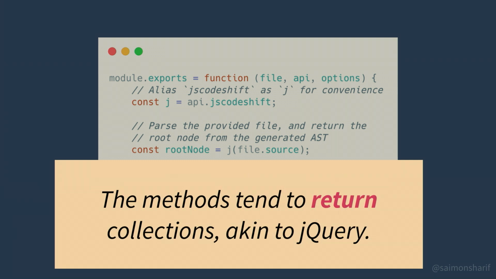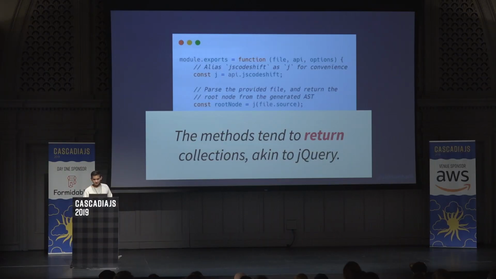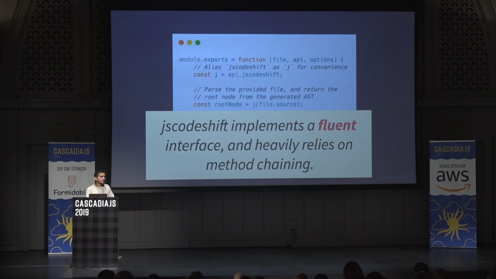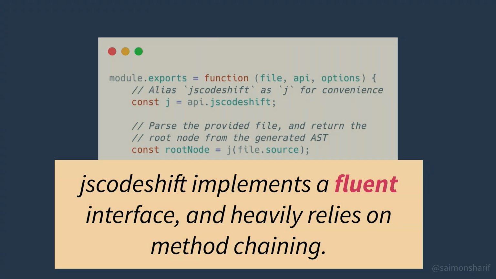It's convenient because these methods themselves tend to return collections. Back in the day, when we all used jQuery, it's a lot like that. With jQuery, we'd have a collection of DOM nodes that were returned, and we'd modify them. It's the same principle here. JS CodeShift actually implements a fluent interface and relies heavily on method chaining. We have this collection, and we start calling methods upon methods on that collection. When we're done, we just return the source.